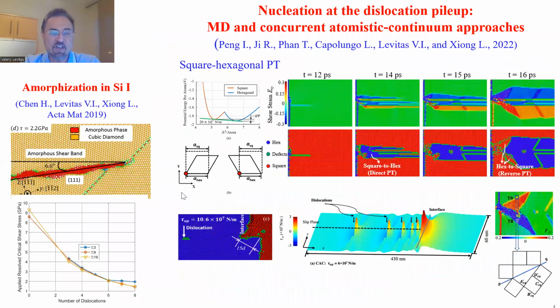This is the first atomistic proof of dislocation pileup induced phase transition. This is amorphization in silicon and a square to hexagonal phase transition. You see the pileup, and nucleation of the new phase, which is here. And also, what is important, dislocations produce a large step at grain boundaries and work like a super dislocation. So this stress concentrator is not dependent on grain size.